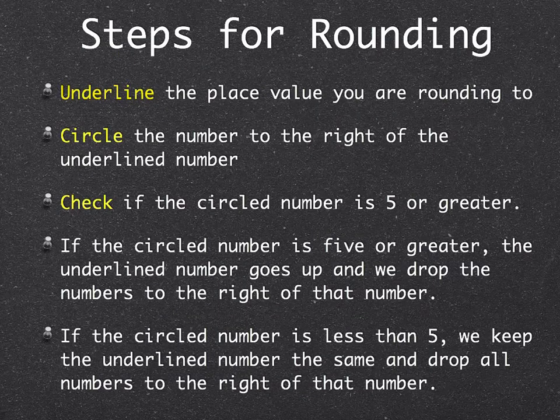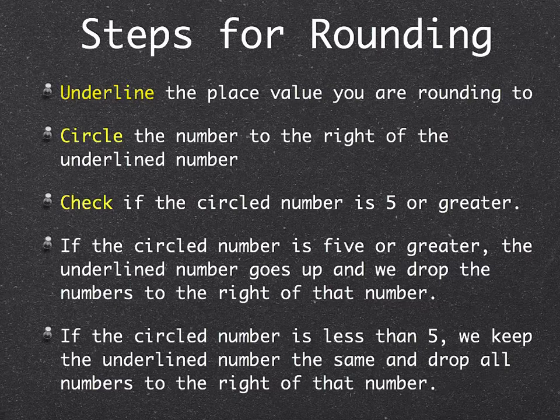Now we're going to learn how to round numbers to a particular place value. Here are the steps. First, you're going to underline the place value you're rounding to. So if I were to round to the tenths place, I would underline whatever number's in the tenths place. Next, I'm going to circle the number to the right of the underlined number. Now we're going to see if the circled number is 5 or greater. If the circled number is 5 or greater, then that underlined number goes up 1, and we drop all the numbers to the right of that number, including the one that we circled.